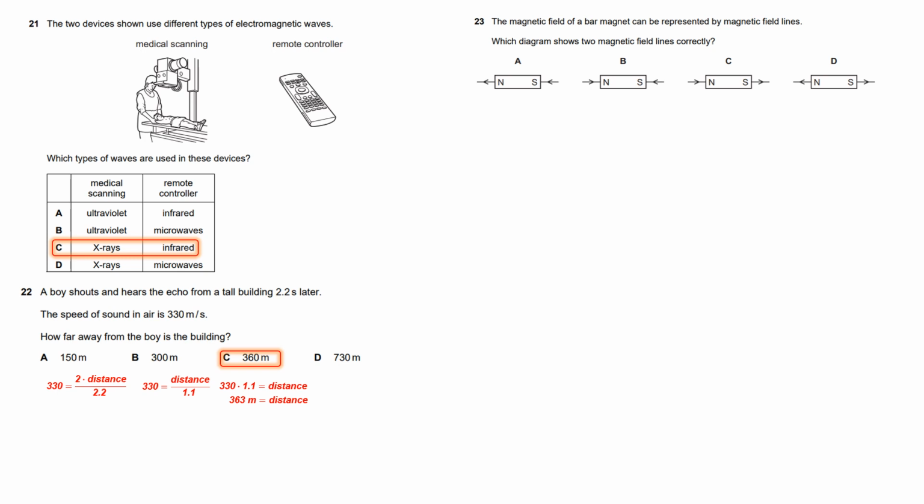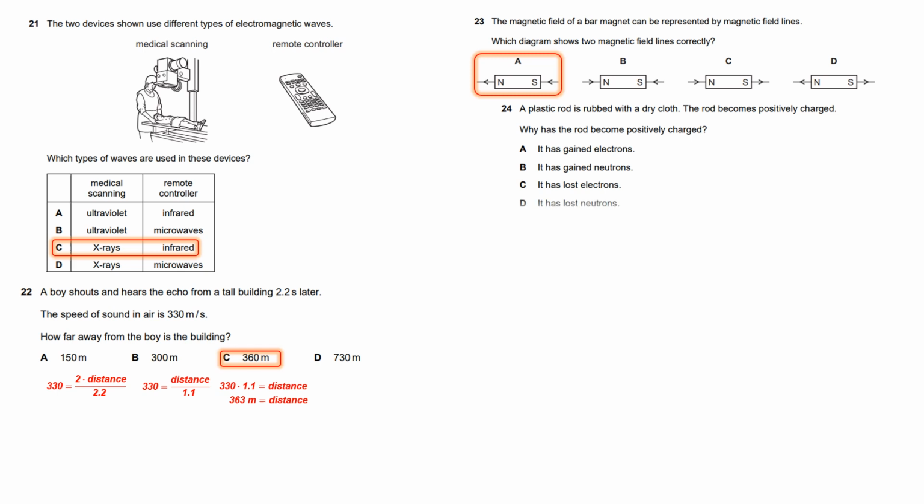Question 23. The magnetic field lines are directed from the North Pole of the magnet towards the South Pole. Question 24. The rod becomes positively charged as electrons from the rod are deposited on the dry cloth.